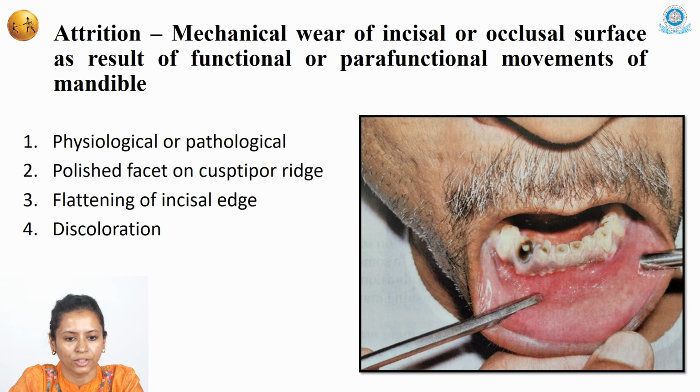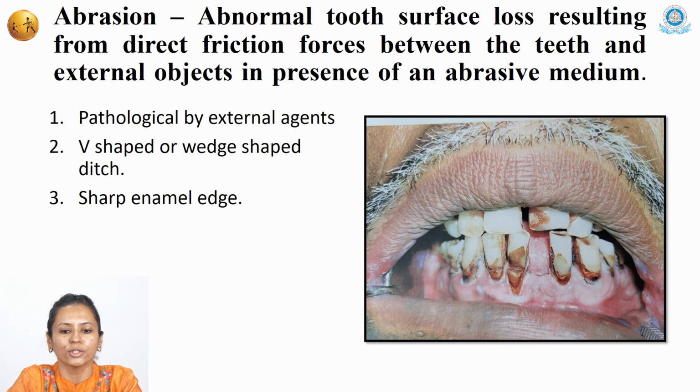The next one, abrasion. This is abnormal tooth surface loss resulting from direct friction forces between the teeth and external objects in presence of an abrasive medium. So this is completely not physiological but is pathological as compared to what we saw in attrition, and here the cause is any external medium, most commonly an abrasive thing, which is leading to the loss of tooth structure.